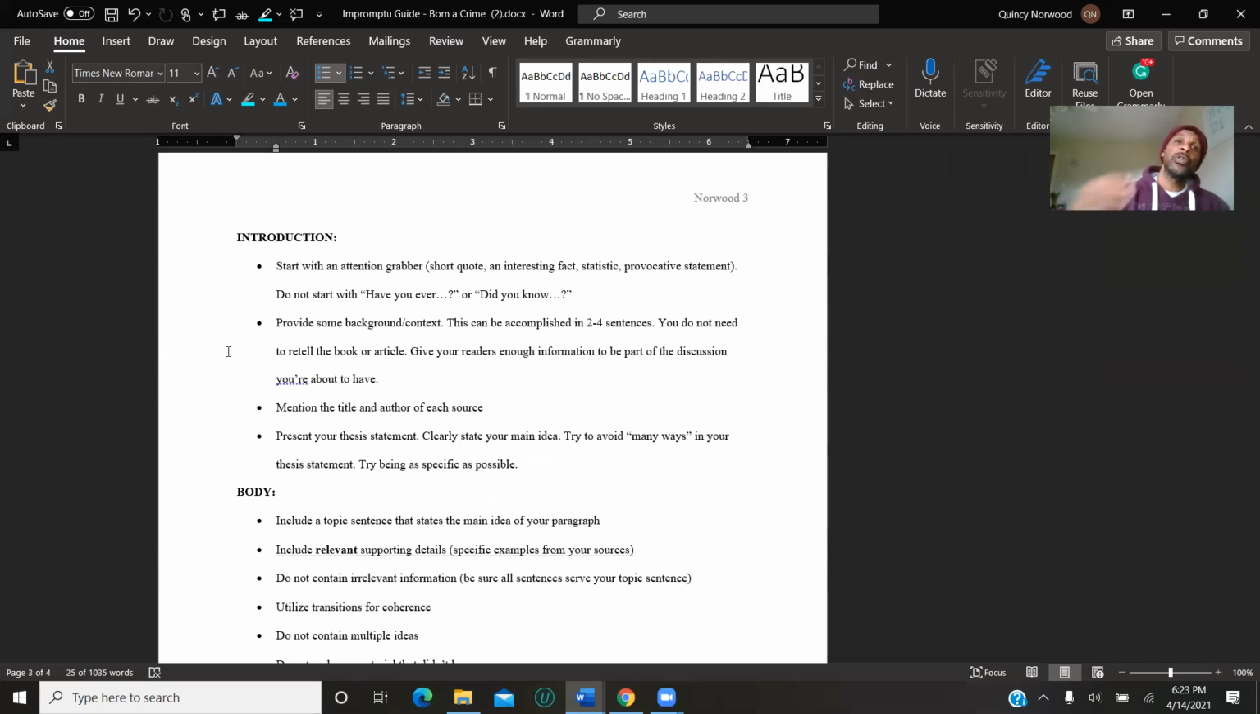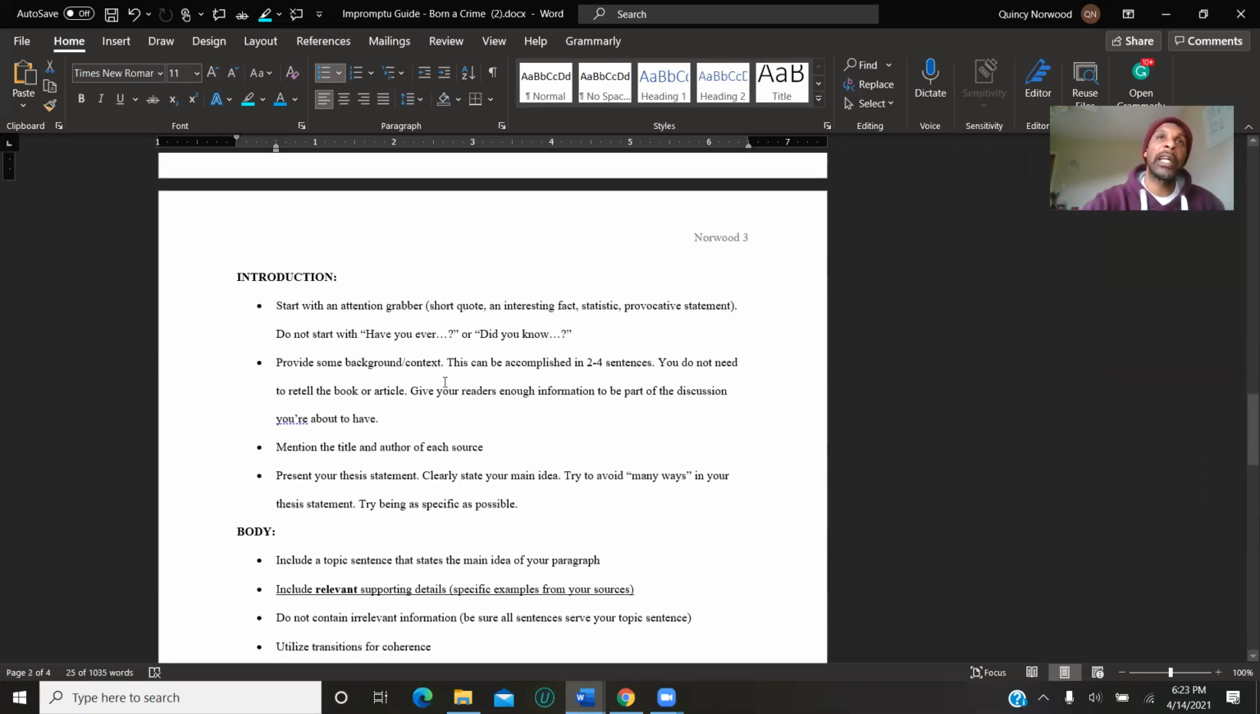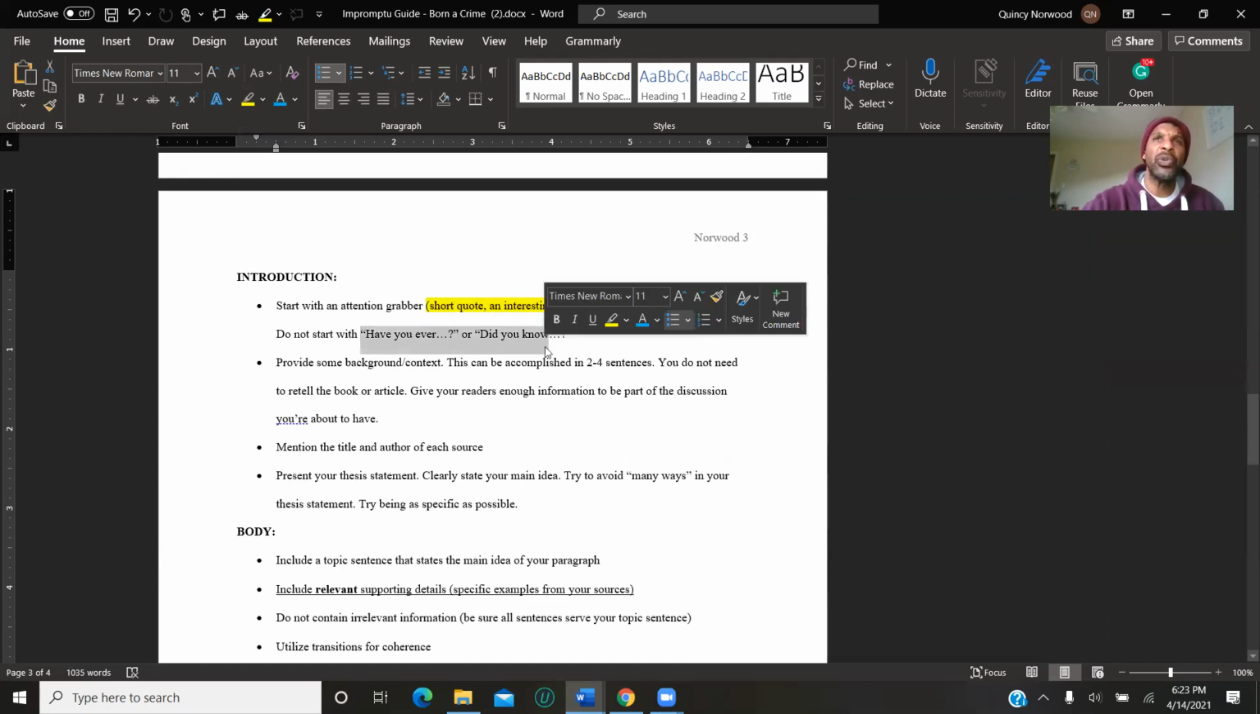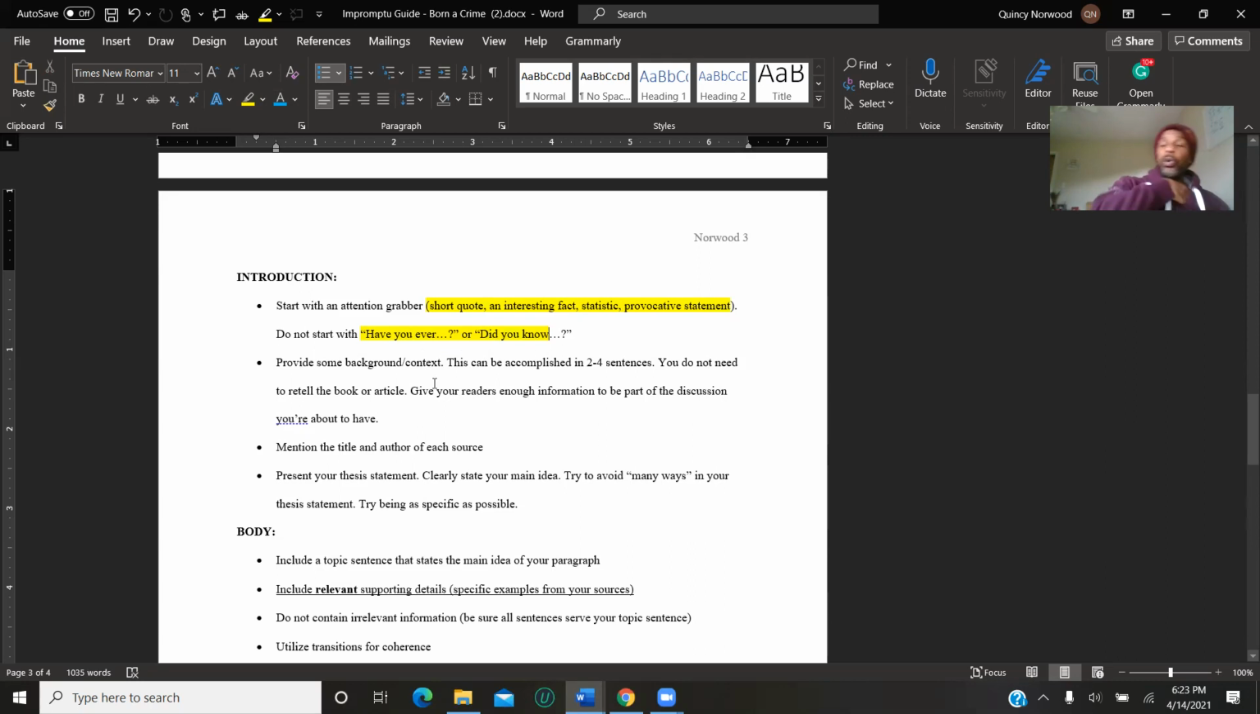So here are just some tips. Intro, like we said, start with that attention grabber, and then here are some examples of potential attention grabbers. Don't start with something like, have you ever, or did you know, or a question like that. And then provide some background or context. Two, three, four sentences is plenty for this. Maybe a sentence about Jim Crow and a sentence about apartheid. That's it for your intro. You don't need much more than that.